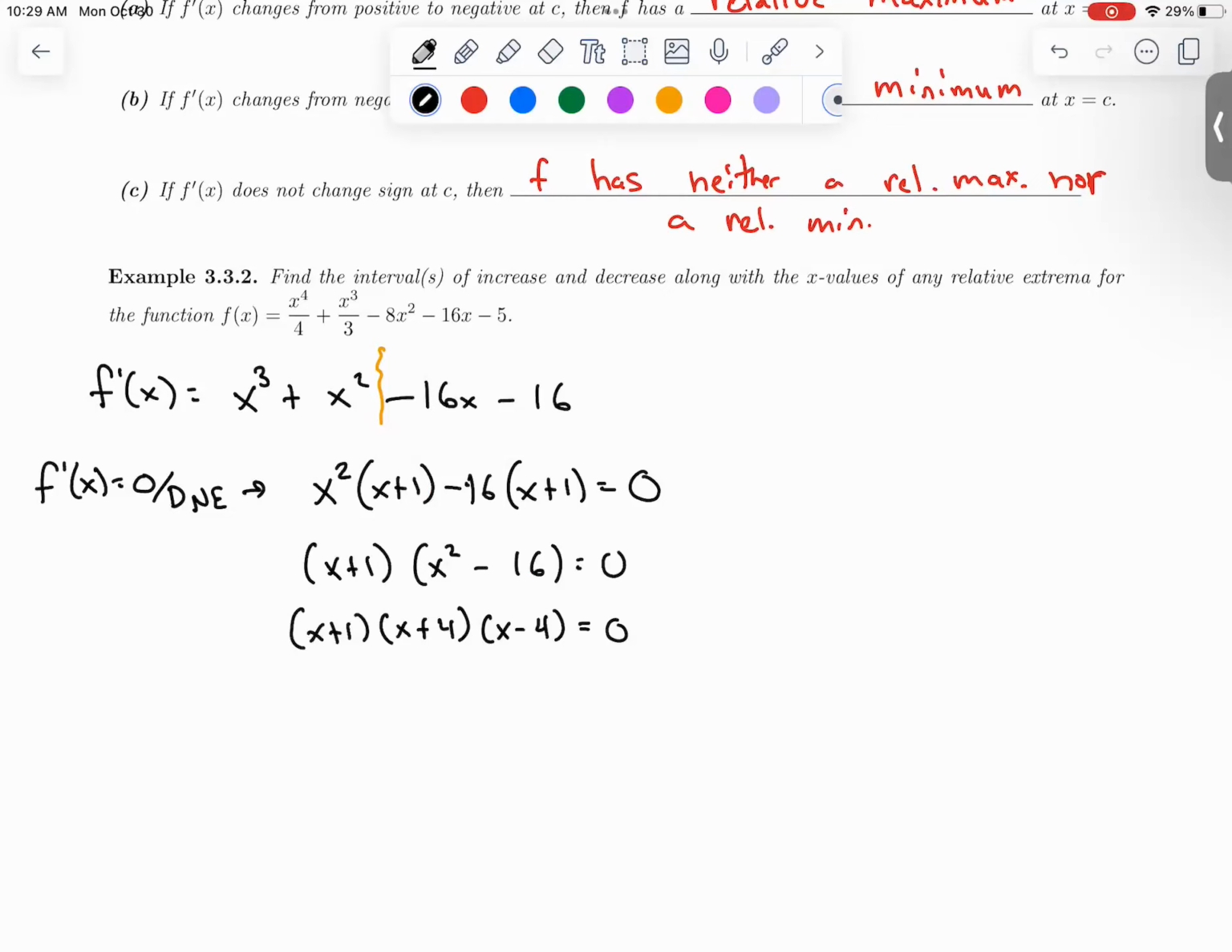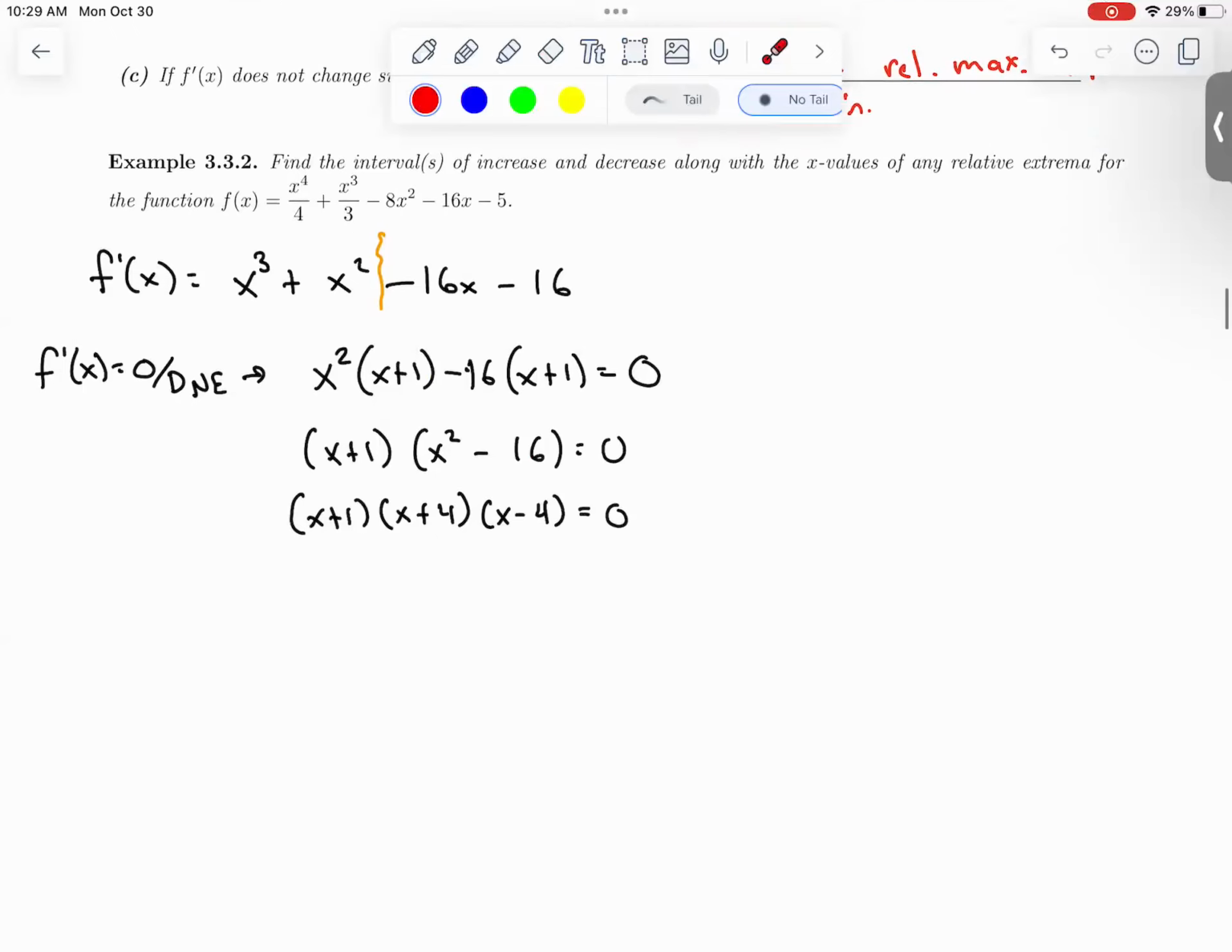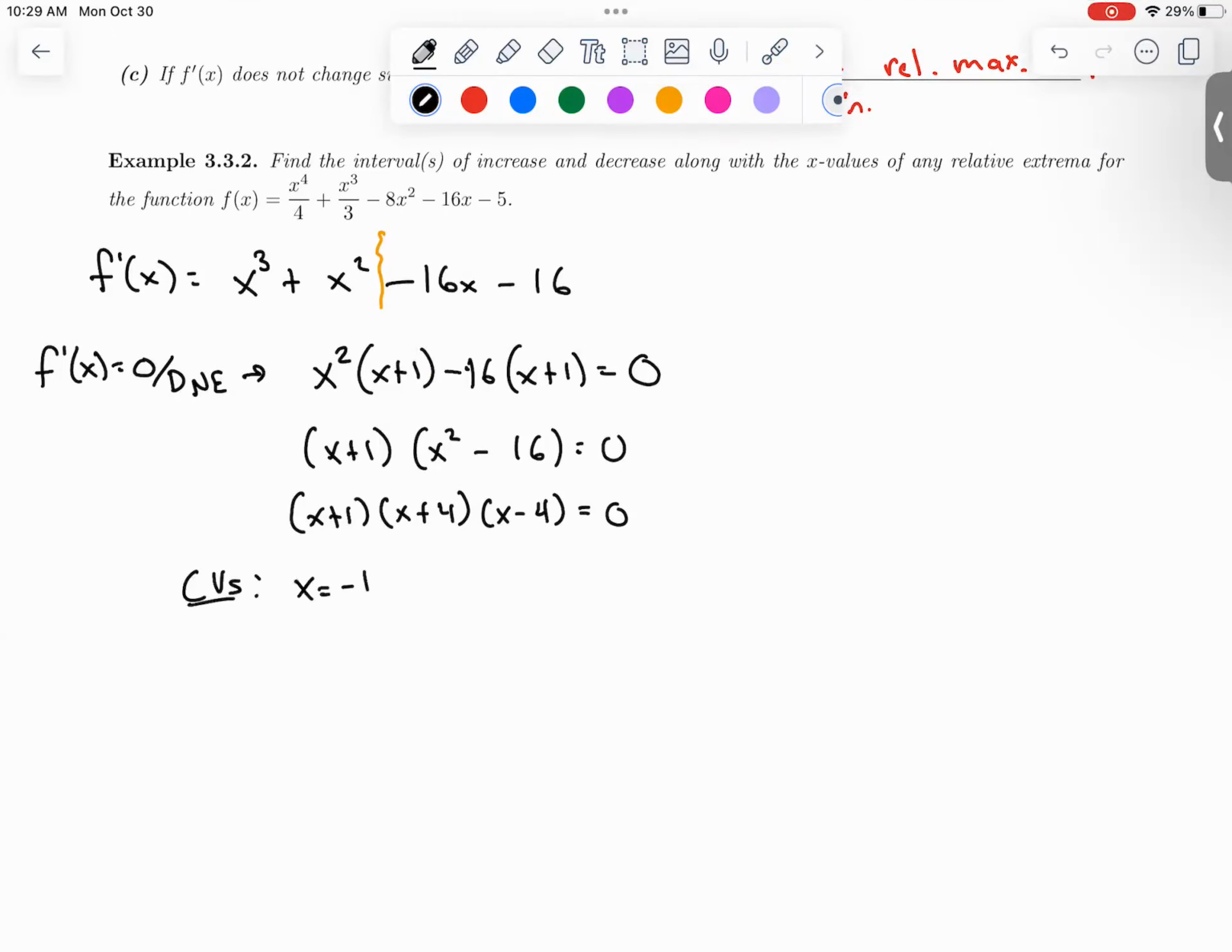By the way, when it comes to exam and quiz time, you don't need to write this little thing that I've written on the left here, that f prime of x equals 0 slash DNE. I am merely writing that for your notes' sake, so that when you look back over your notes, you're like, okay, that's what I was doing. So our critical values are x equals -1, -4, and 4.